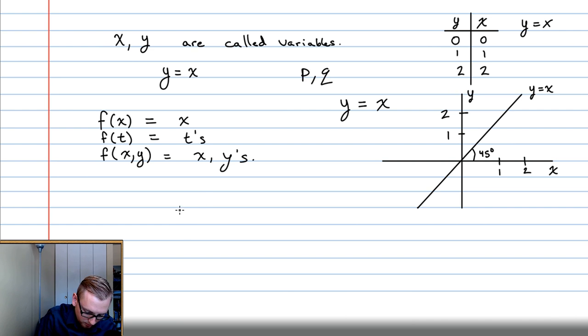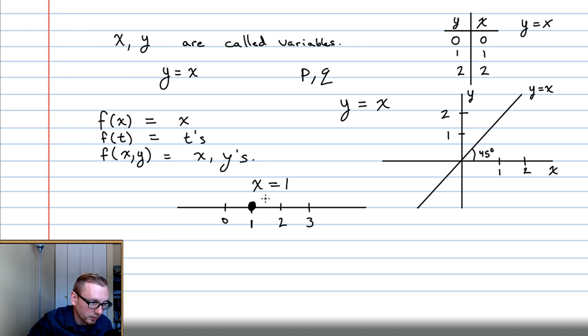So another way to think about it is a number line. If we say x is equal to 1, and we have our number line 0, 1, 2, 3, it's just corresponding to that one variable, that one number.